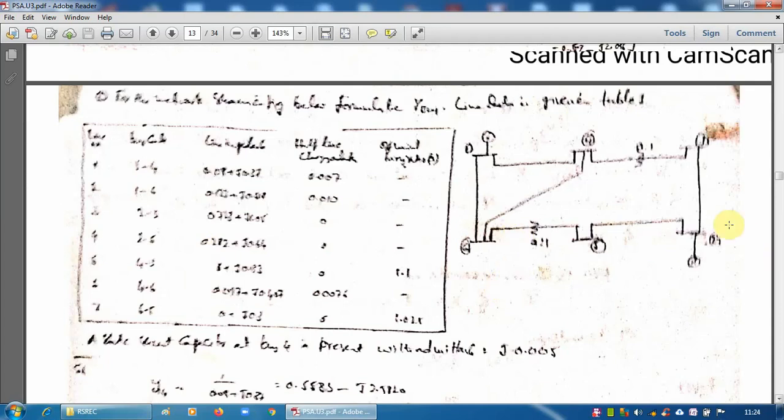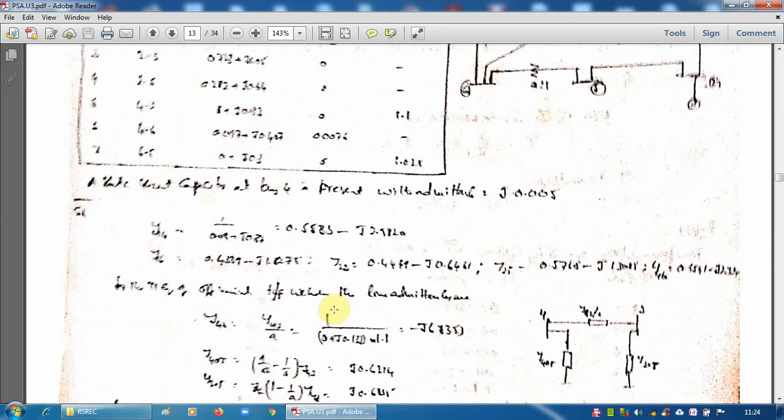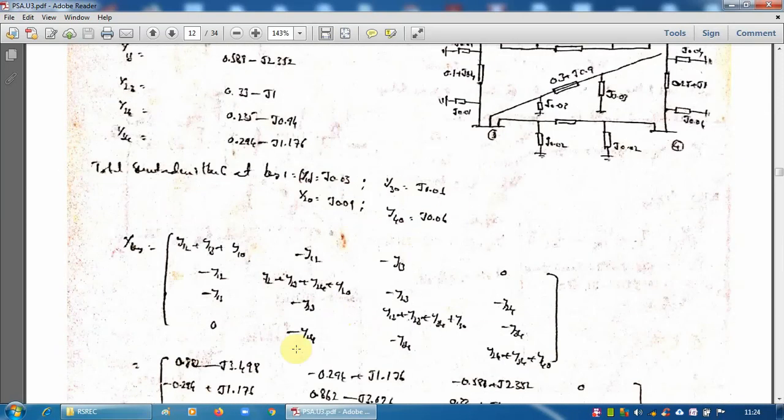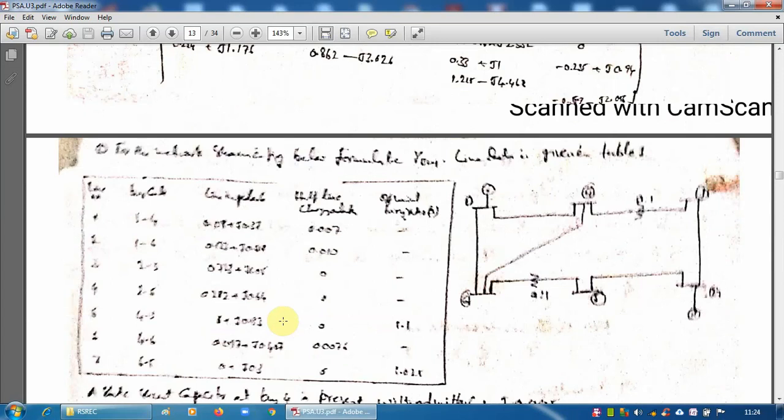So this is the problem with, as I said, off-normal transformer. You leave this problem. Don't do this problem. This is only given, not necessary. You just verify this problem. This is the problem on construction of Y bus.